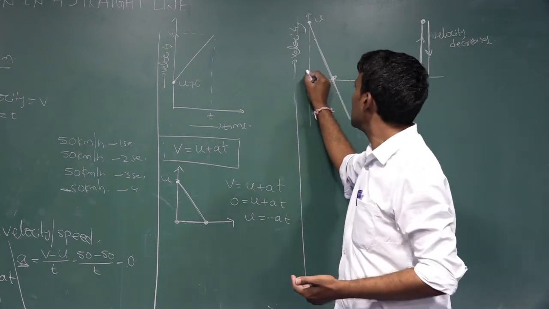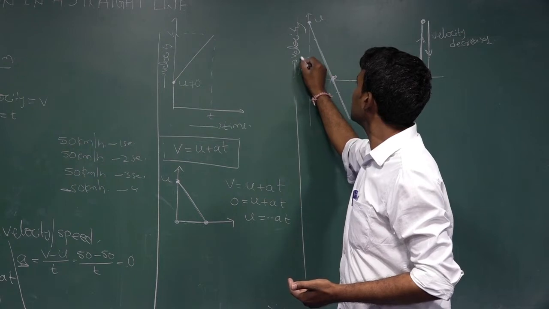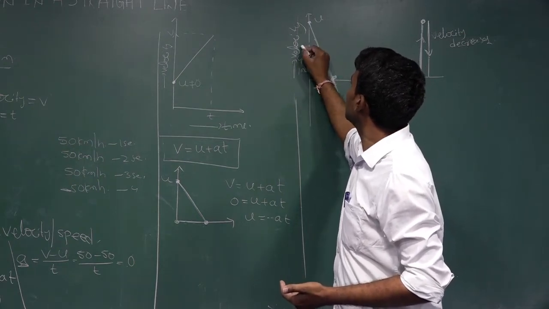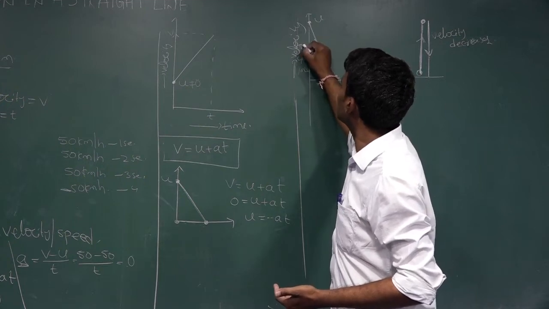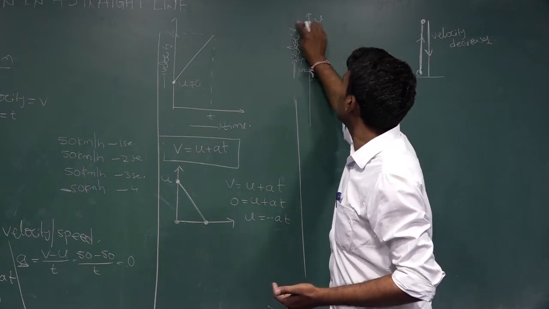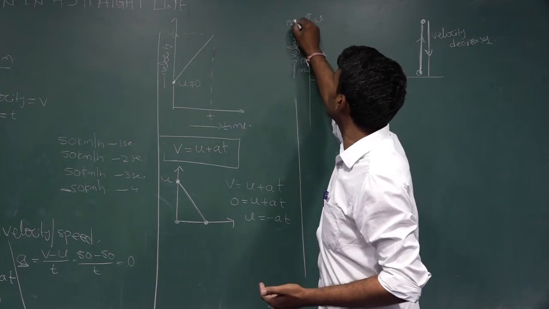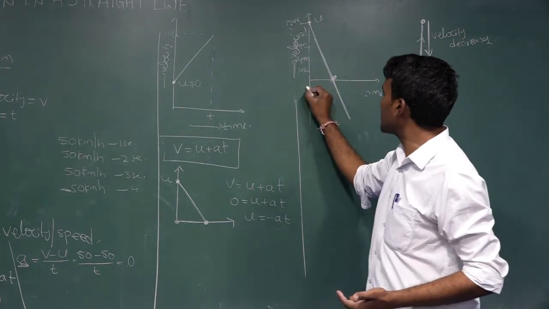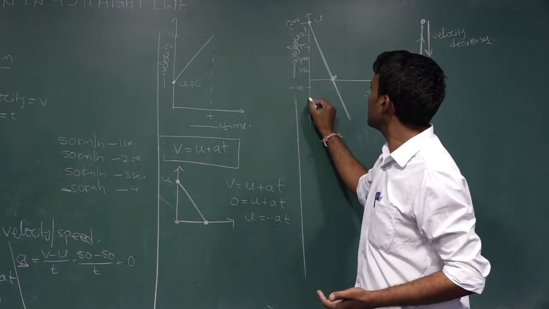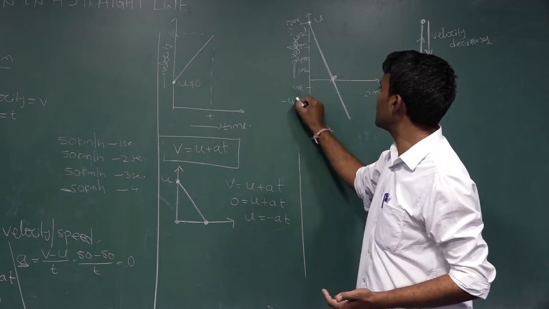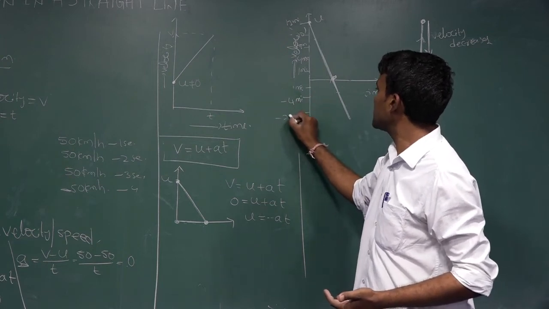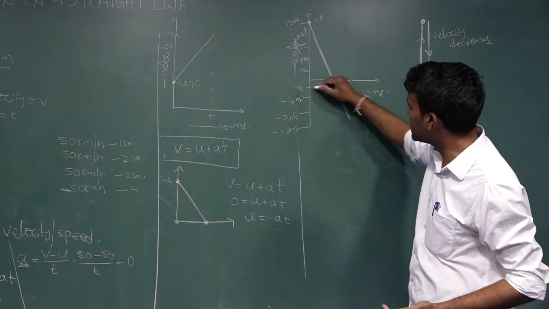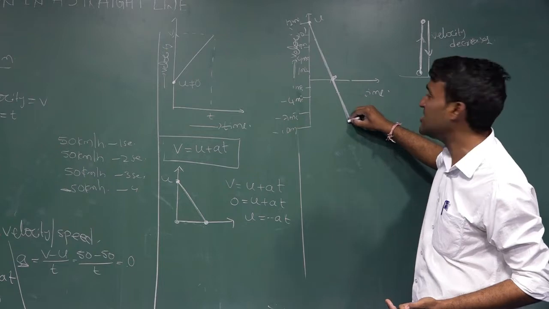For your understanding, this is 1 meter per second, this is 4 meter per second, this is 7 meter per second, this is 10 meter per second, and this one is 13 meter per second. Initially, the velocity gradually decreases. In the negative direction, minus 1 meter per second, minus 4 meter per second, minus 7 meter per second, minus 10 meter per second. See here, gradually the velocity is increasing.